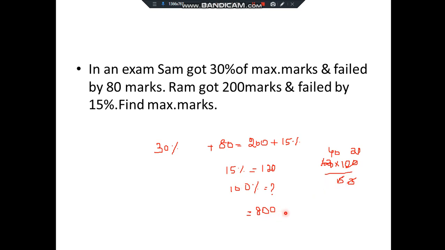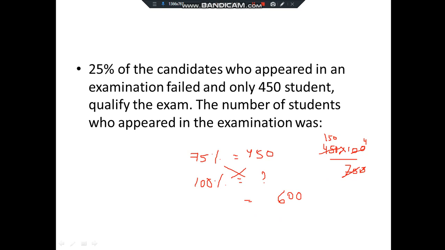Next question. See, 25% of the candidates who appeared in an examination failed and only 450 students qualified the exam. The number of students who appeared in the exam was? So, what they have given? The failed percentage they have given. So, we know always the total percentage is 100%, right? So, how much is the pass percentage? 75%. That is 100 minus the failed percentage, you get it as the pass percentage.